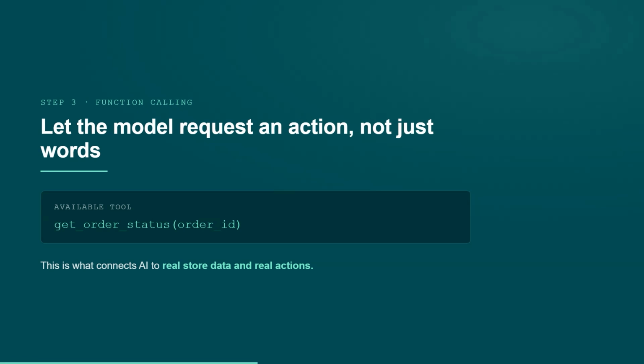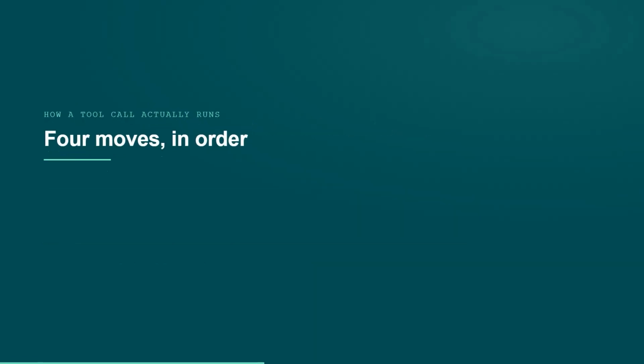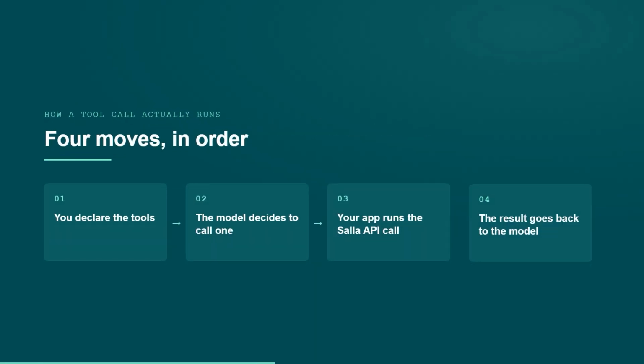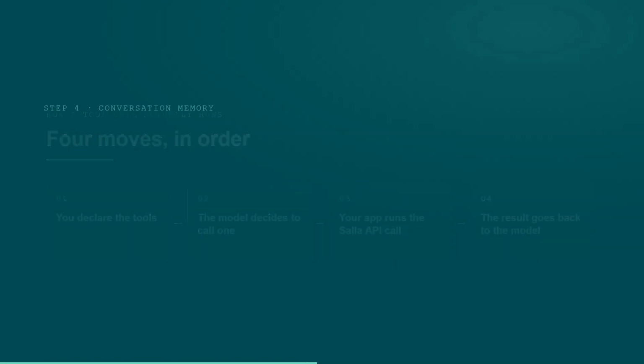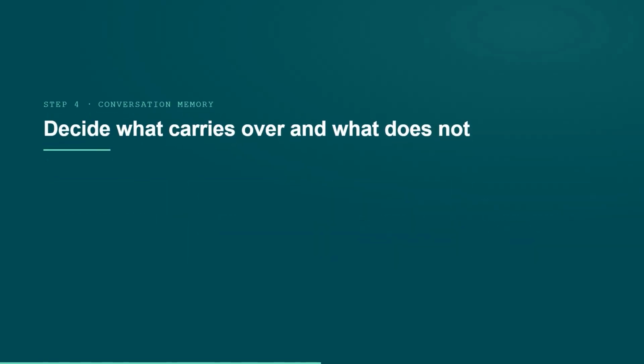In plain terms, it works in 4 moves. You tell the model which functions are available. The model decides when to call one. Your app executes it against the real Salah API, and the result goes back to the model so it can finish its response.